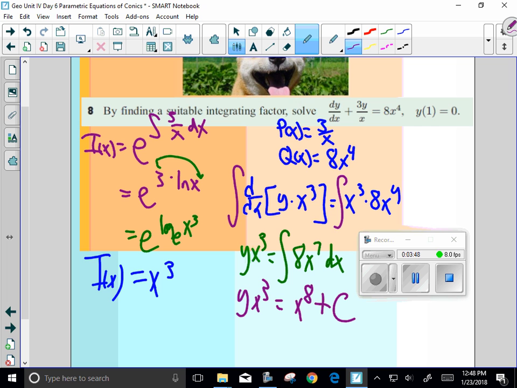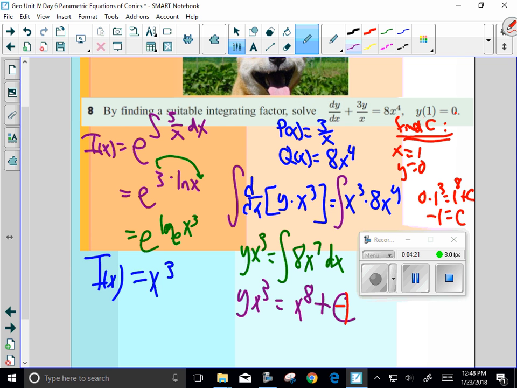Now we have a plus c. Now we need to find c. This is worth some marks, so find c. We know that x is equal to 1 or 0. Which one? 1, and y is equal to 0. So you plug these in, and you're going to get 0 times 1 cubed is equal to 1 to the 8th plus c. I think c is just going to be negative 1.